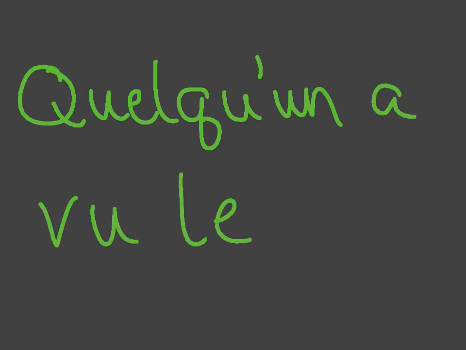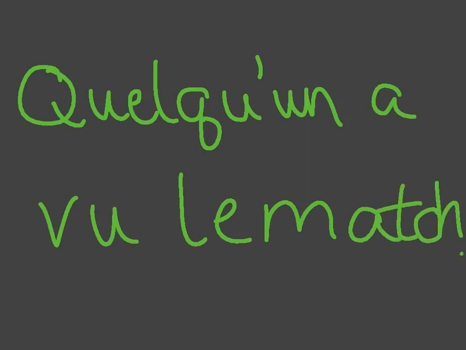Alright, let's take a look at personne as a subject. Okay, let's say our sentence was quelqu'un a vu le match. Okay? Whatever game you choose. Okay? So quelqu'un a vu le match. And we want to say nobody saw the match or the game. Okay? So first, we start with personne because this is our subject.